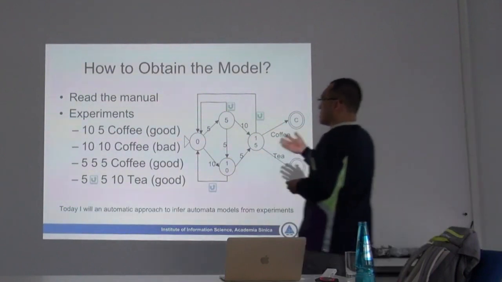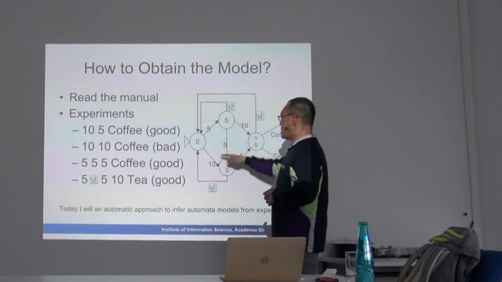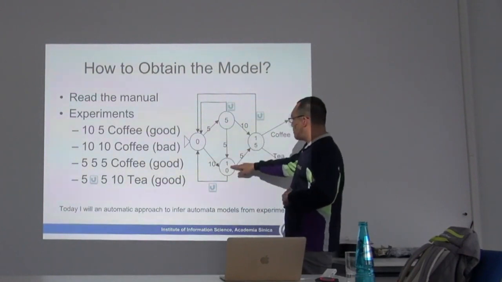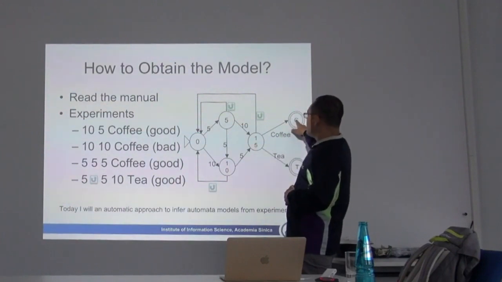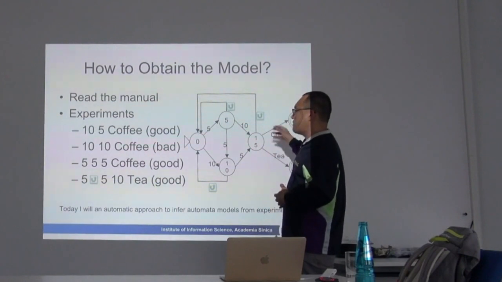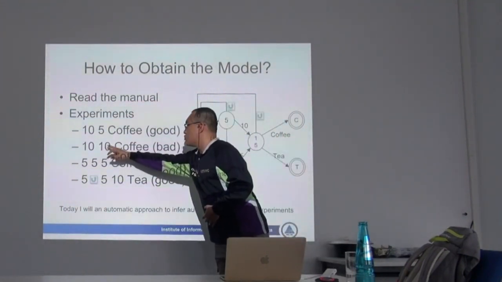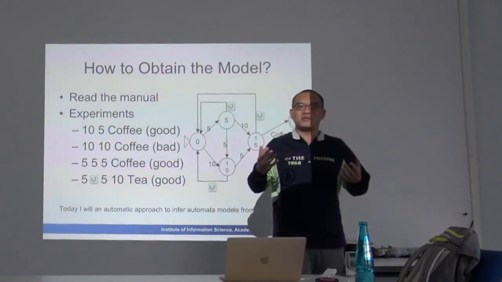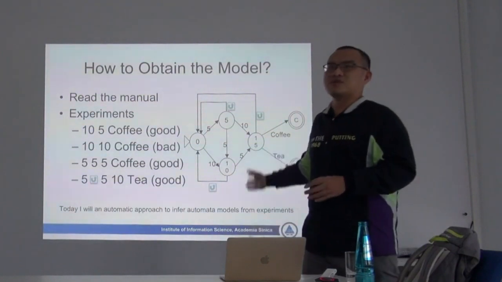So, for example, an experiment will be like this. For example, 10, 5, and coffee is a valid behavior. If you insert €10, €5, and then push the coffee button, then you get the coffee. This is a valid behavior. But if you insert €10 and then coffee, you get nothing. If this is the design of a coffee machine, of course it's very strange.